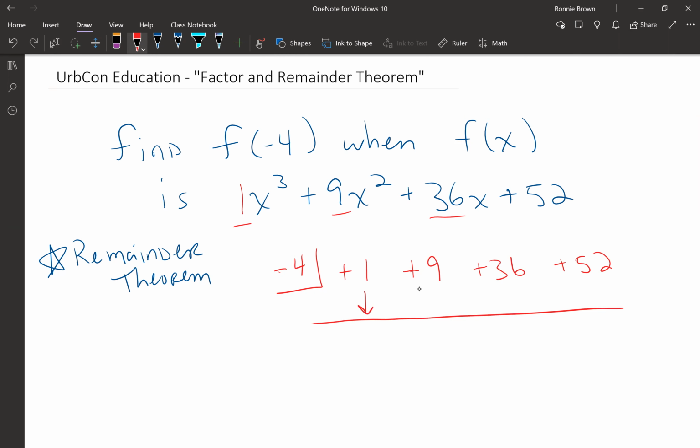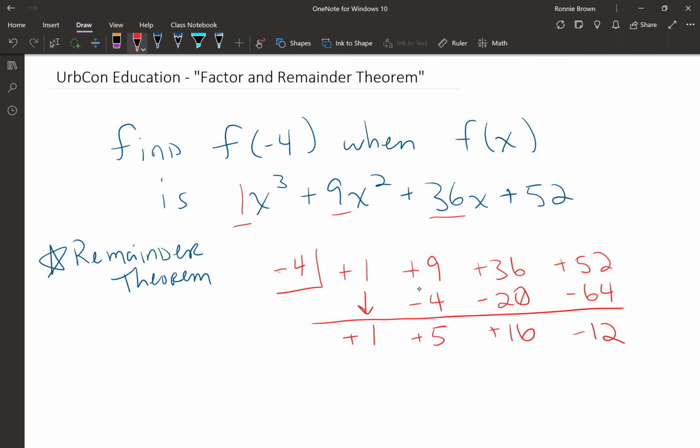Remember, in synthetic division, the first value is always brought down below the line. And now we multiply 1 times -4 is -4. 9 minus 4 is +5. 5 times the -4 is -20. 36 minus 20 is +16. 16 times -4 is -64. And then lastly, -64 and +52 result in a -12.